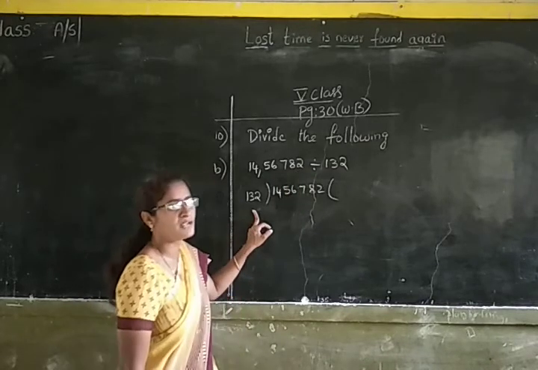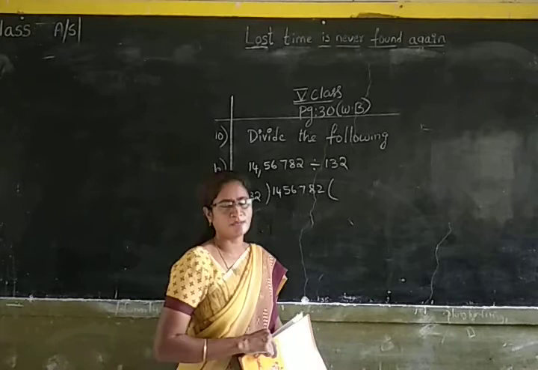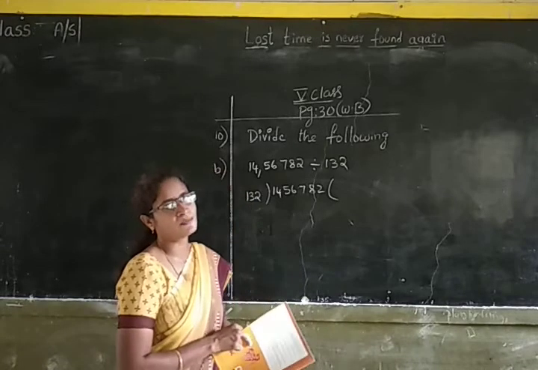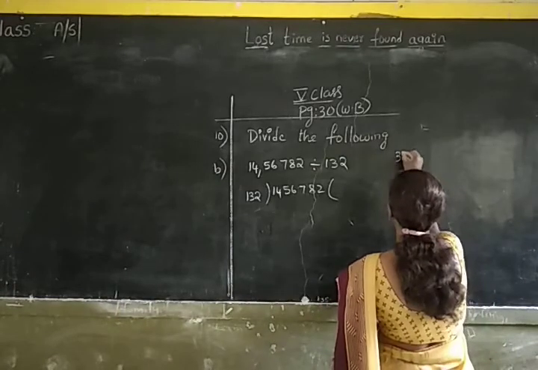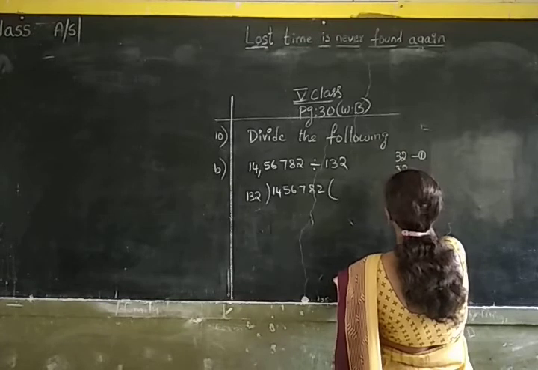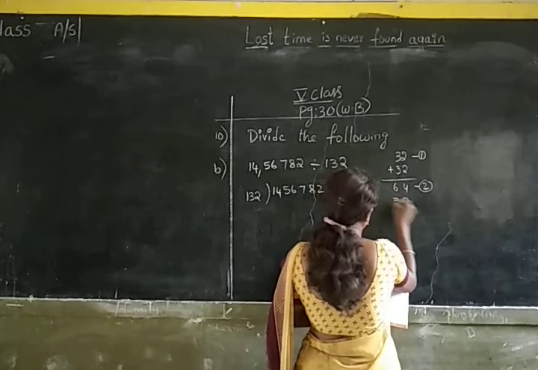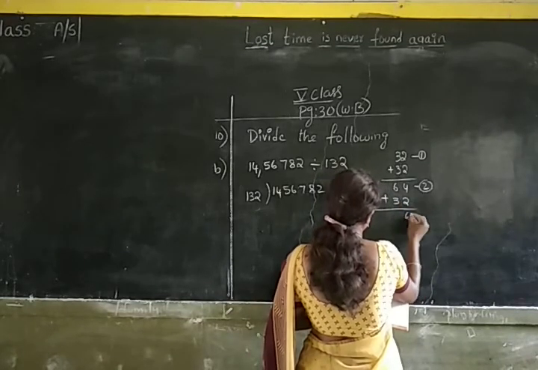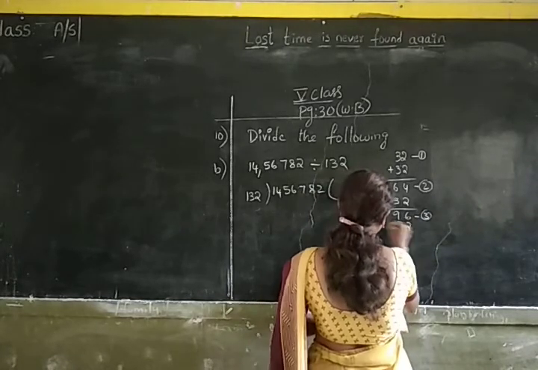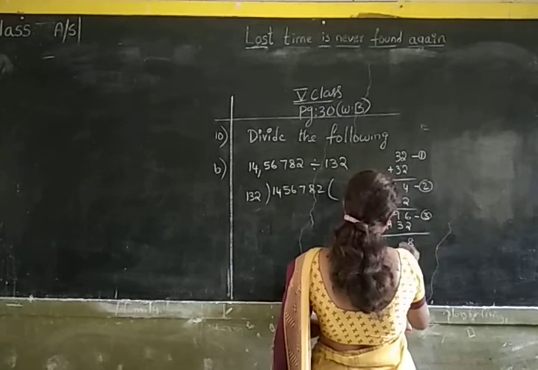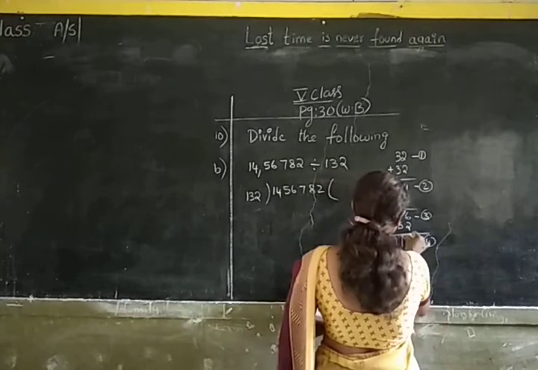For seeing how many times 132 goes in 145, you have to write down the 132 table. You can write the table either by multiplication or by repeated addition. I am writing the table by repeated addition. Okay, children? 132 ones are 132. 132 twos are 264. 132 threes are 396. 132 fours are 528.